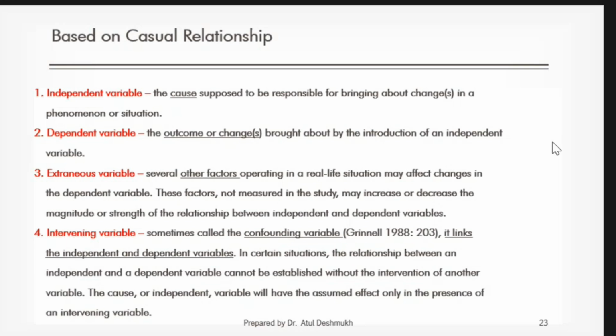So the independent variable will always have its influence on the dependent variable, but the dependent variable will not have its influence on the independent variable. The name itself suggests that it is independent of any other variables. It is the cause which brings the changes, or which has its influence on other variables, especially the dependent variable. Next is the dependent variable. That is always the outcome variable, where outcome means whatever change is happening.